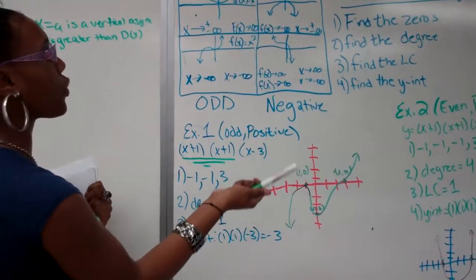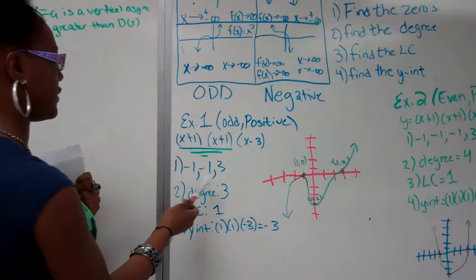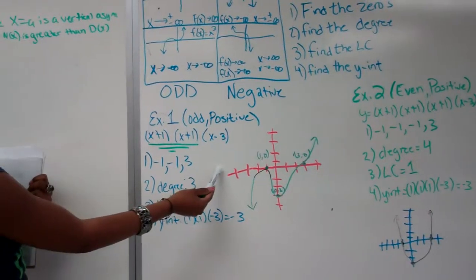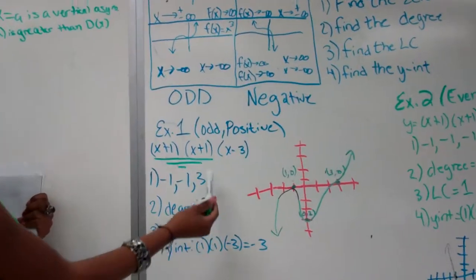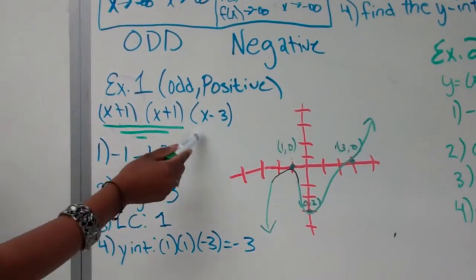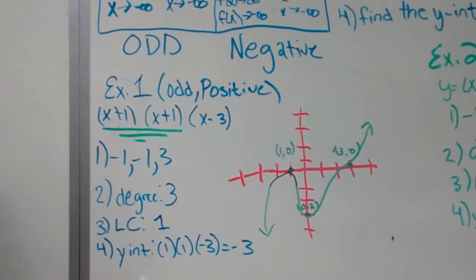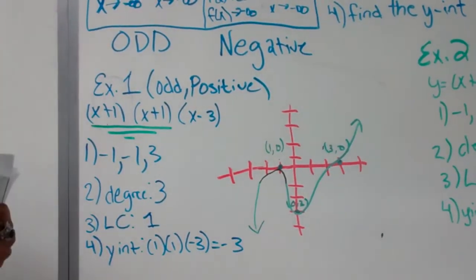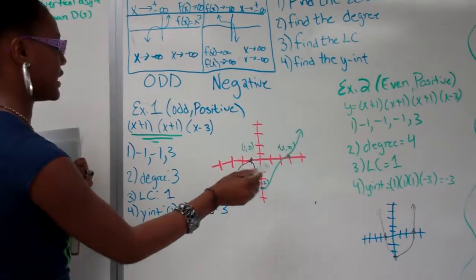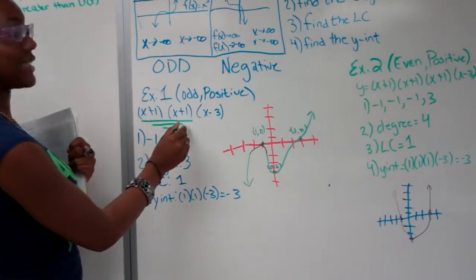And so the rules of polynomials would be, first, to find the zeros, which would be -1, -1, and 3. To find the degree, which is 3, which is odd. To find the leading coefficient, which is 1. And the y-intercept, which would be -3. And this is how the graph would look. And remember that it would bounce because it has multiple x plus 1 factors.